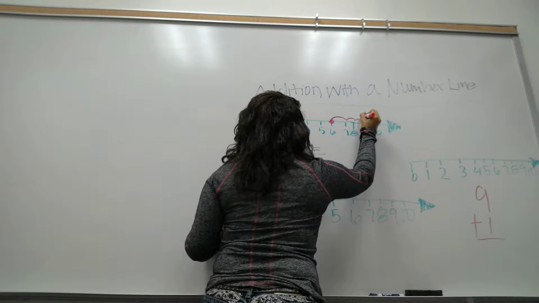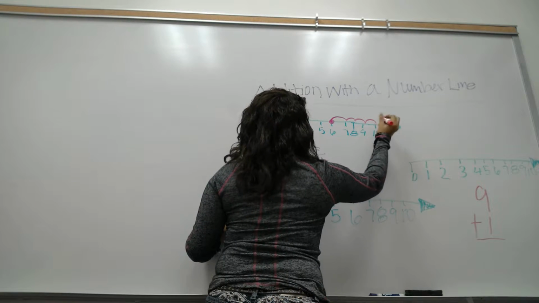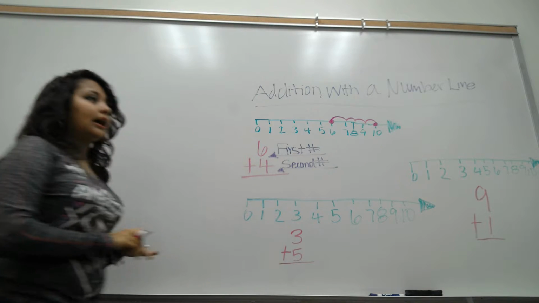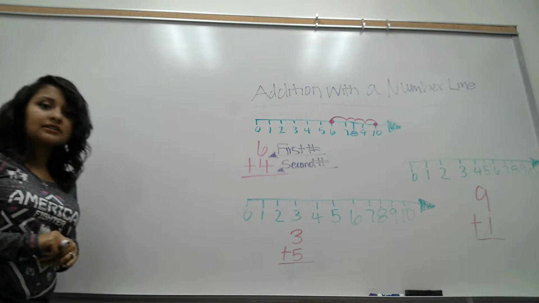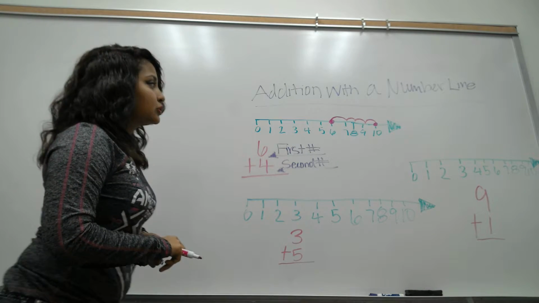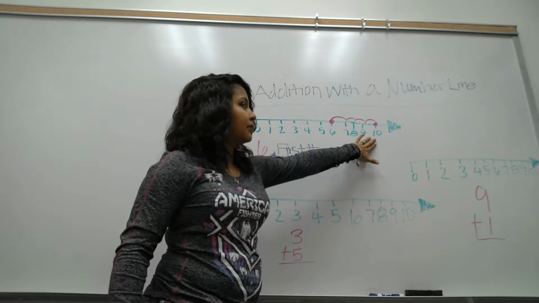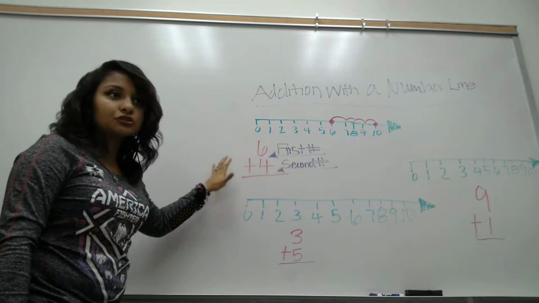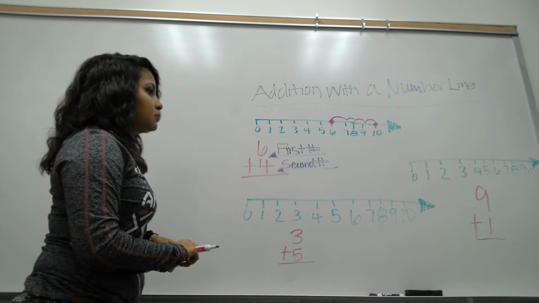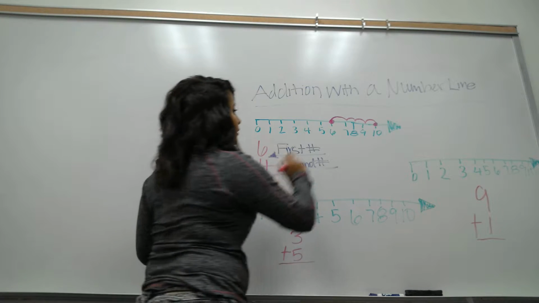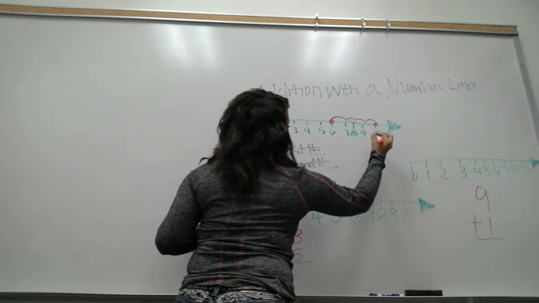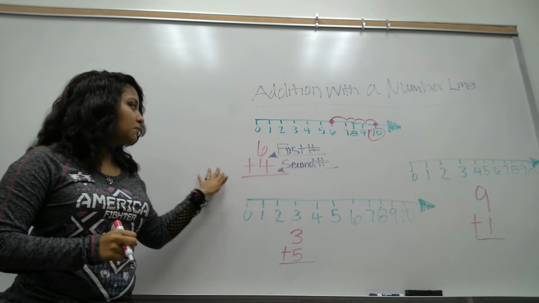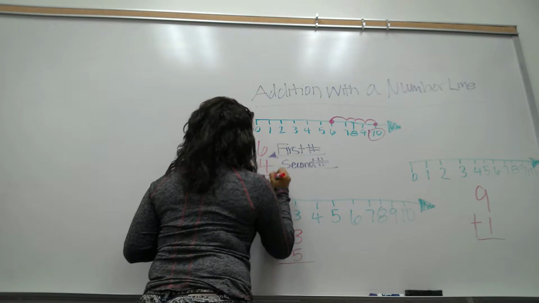1, 2, 3, 4. Draw a dot where you land, okay? Has everybody done that? So you should have landed on the number 10 because you counted 4 spaces. Remember, your second number tells you how many spaces you're supposed to move. So when you land on your number, you should have landed on 10, and that is your answer to your problem. So then we'll write 10.